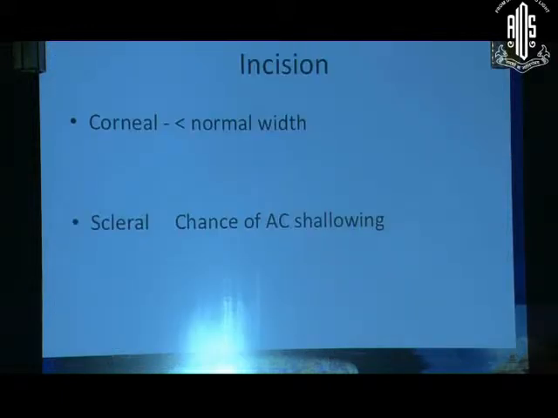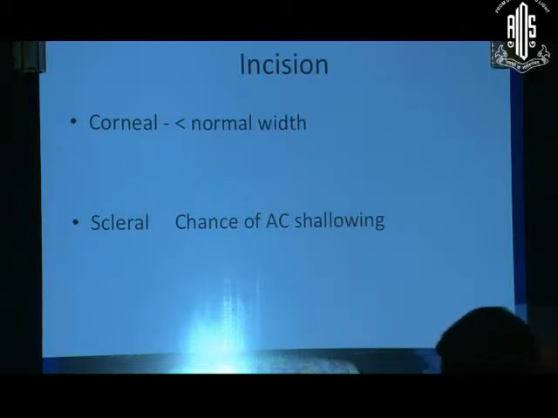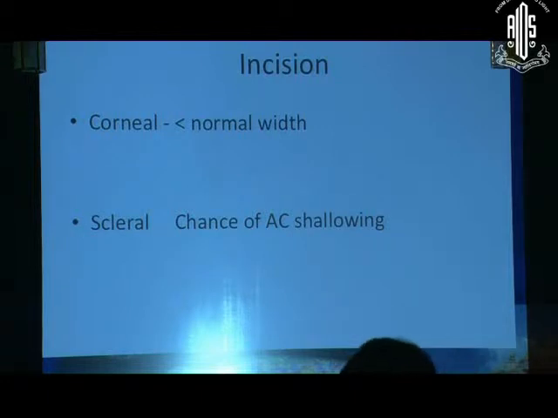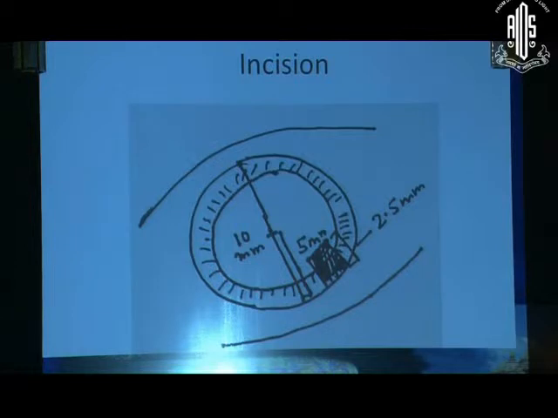Incision is very important. Because the cornea is small, the incision width will be less than the normal width. It is always better to have a scleral incision. But a scleral incision has a problem: there is a chance of leakage and AC leak. If you consider one cornea is 10 millimeter and you give a normal width of 2.5, the radius is 5, so you will almost use halfway in the anterior chamber.